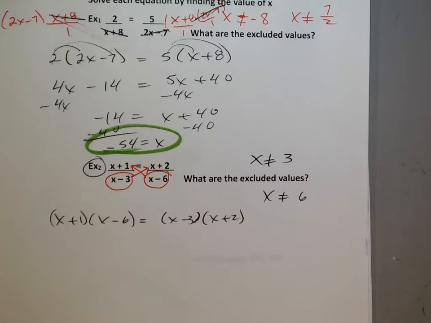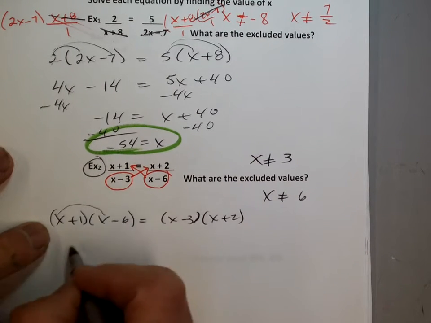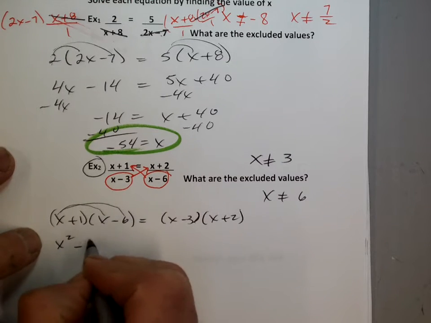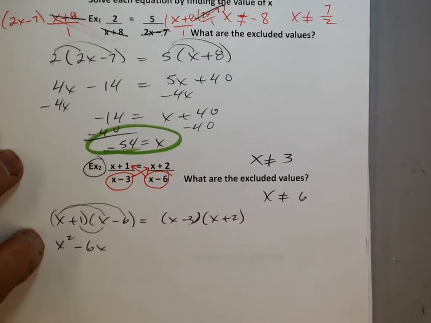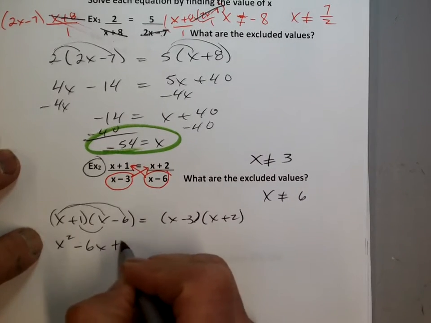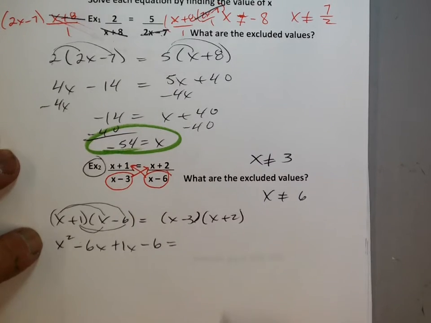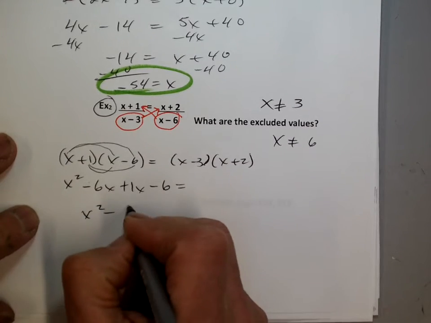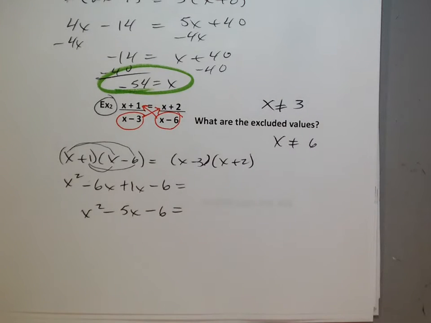Okay, now the fraction's gone. I like that. Let's solve. I'm going to have to FOIL. X times x is x squared. X times negative 6 is negative 6x. 1 times x is 1x, and 1 times negative 6 is negative 6. If I simplify that a little bit, x squared minus 5x minus 6 equals, well, let's figure out what this equals.